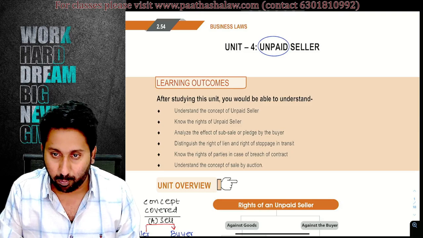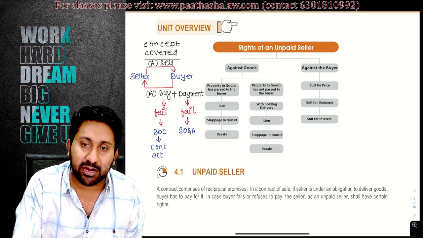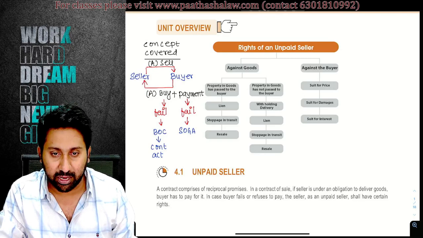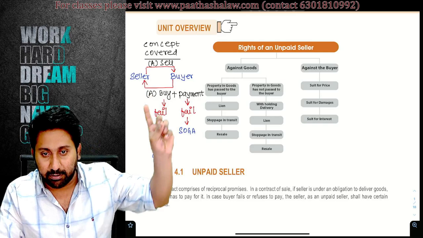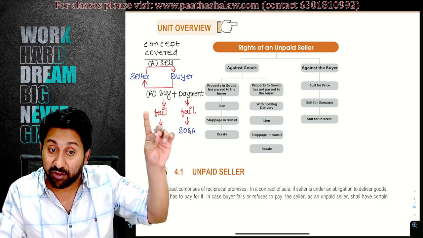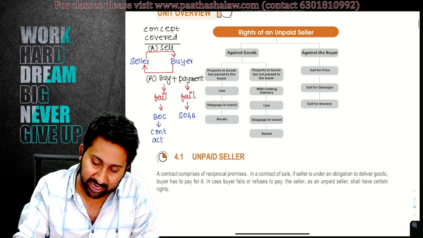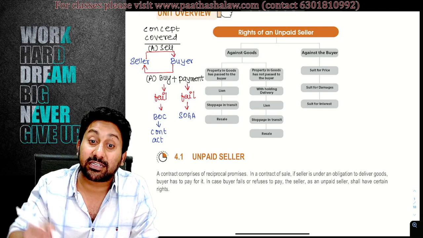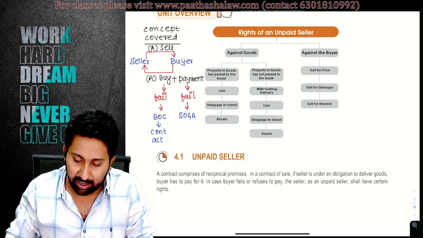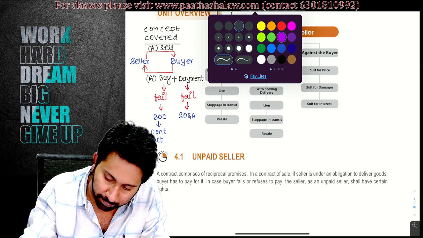So see the screen once. The concept covered is that if the seller commits a default, it is a breach of contract, which is not governed by this act. If the buyer commits a default, what will happen? He didn't buy, so it will result in a breach of contract. He is ready to buy, but he could not make a payment. Then the failure to make a payment will be governed by the Sale of Goods Act. Under the Sale of Goods Act, if a buyer fails to make a payment, what are all the rights of that seller is what we are going to discuss in this entire chapter. Now whenever there is a failure, two parts will come again.